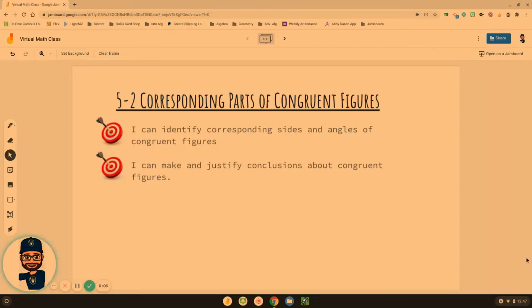Welcome back, geometry students, as we continue to dive into Chapter 5, Congruency, where today in our video we're going to be looking at Section 2, corresponding parts of congruent figures. Section 1 was all about figuring out if two figures are congruent because they went under some isometry. Today we're going to look at what that means. Can we identify corresponding sides and angles of those congruent figures? Can we make and justify conclusions about congruent figures?